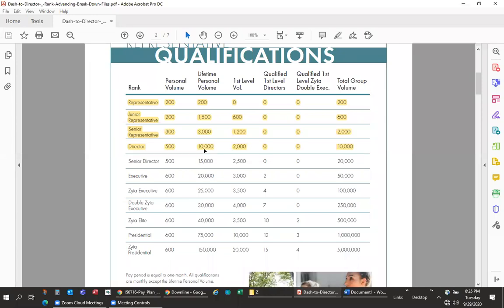So figure out when you want to hit director and try and break down your monthly volume accordingly to get to that lifetime, because this is what you sell on your own. And then your first level team has to sell 2,000. And then as a team, you have to sell 10,000. Definitely a big jump. But as you're doing this, you're building a team of girls and guys that are hopefully adding others to the team.